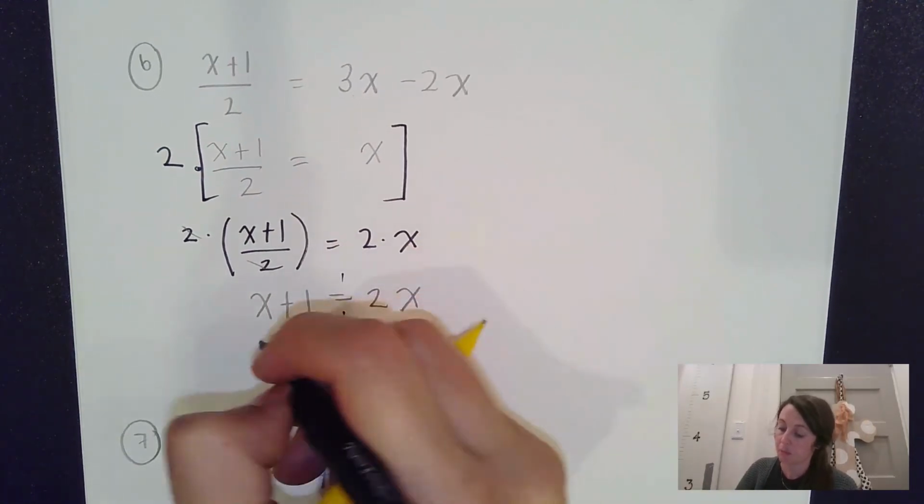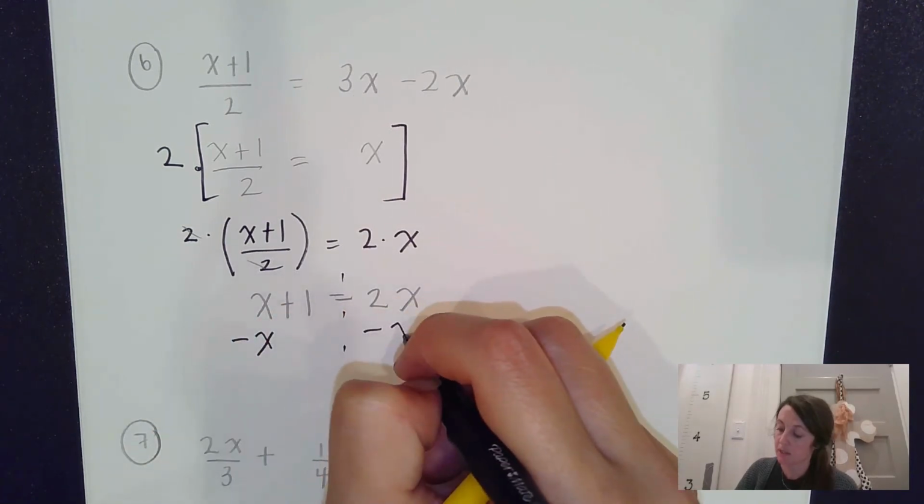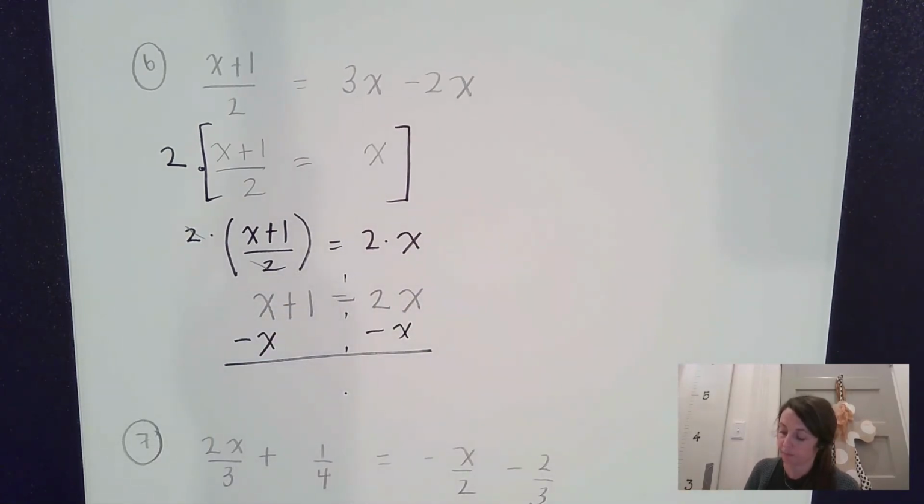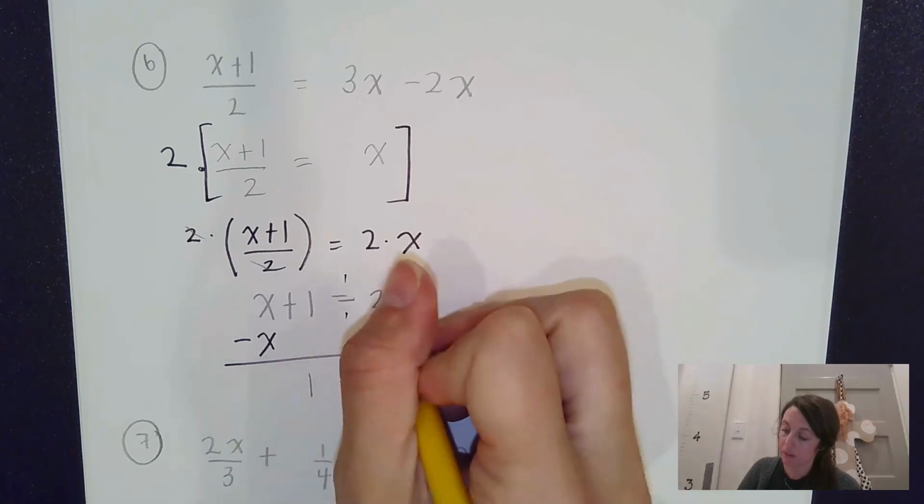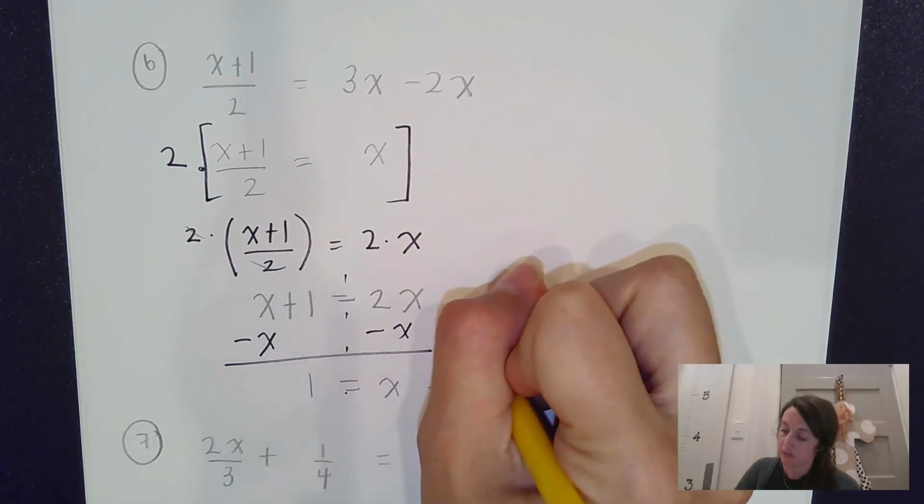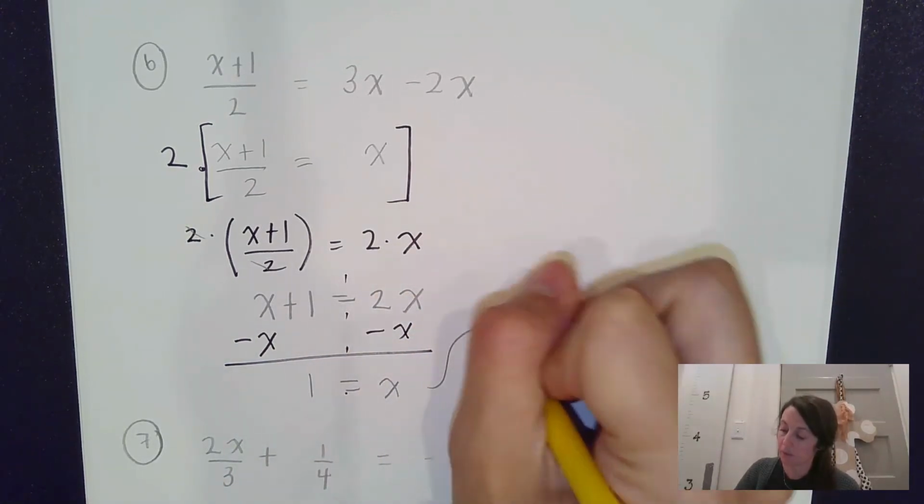Combine like terms on opposite sides, so I will subtract an x here. So I'll be left with 1 is going to be equal to an x. So x is going to be equal to a 1.